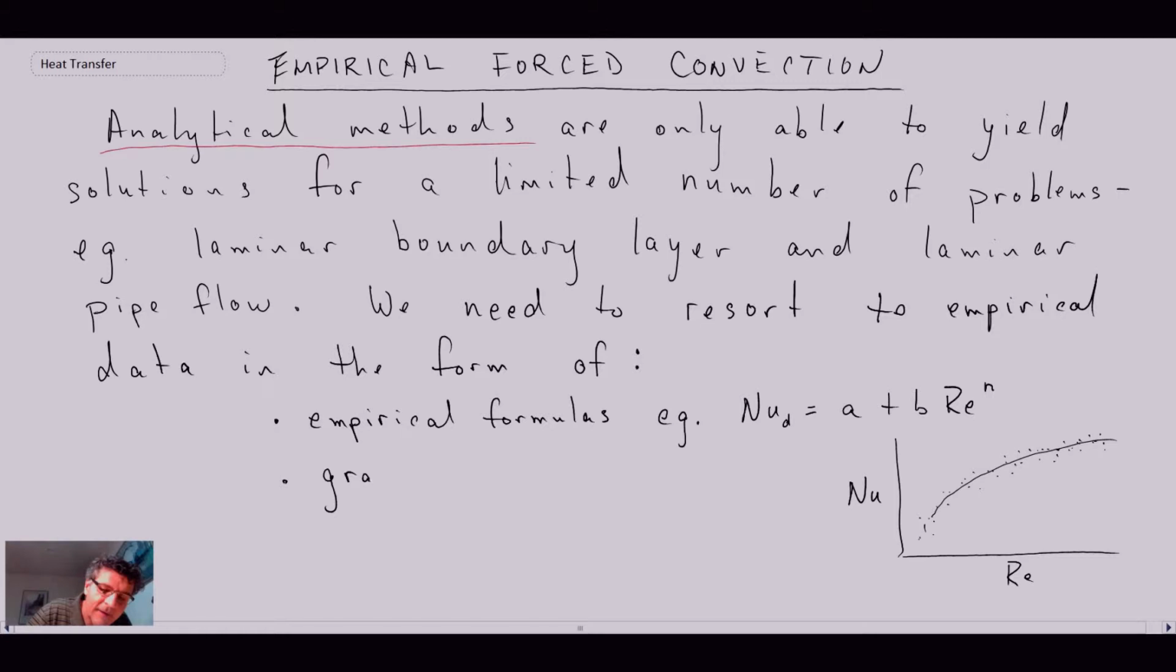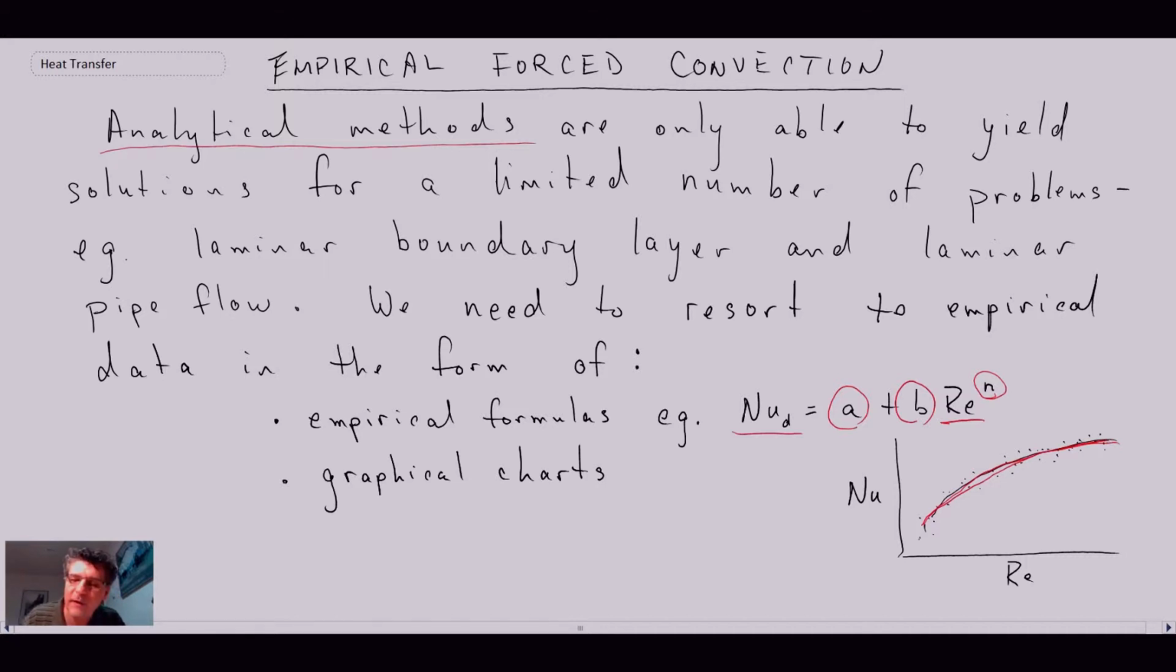Sometimes there are graphical charts, and you'll look up data that way. But in any event, what we try to do is we try to take experimental data and collapse it in terms of these non-dimensional numbers like Nusselt number and Reynolds number. And then when we're doing our curve fitting, we're trying to determine these constants A, B, and n. And that would then give us a relationship that would describe the curve that I've sketched in the middle of this Reynolds number, Nusselt number plot.